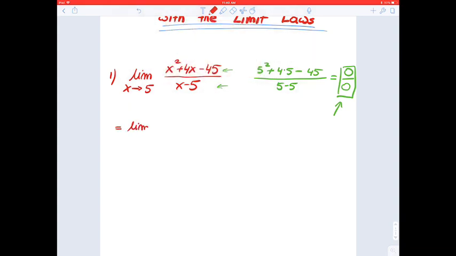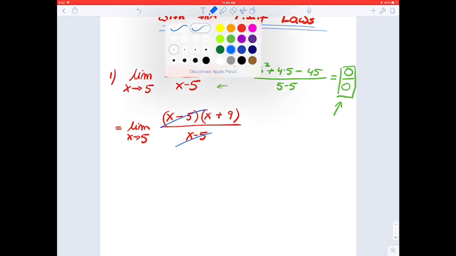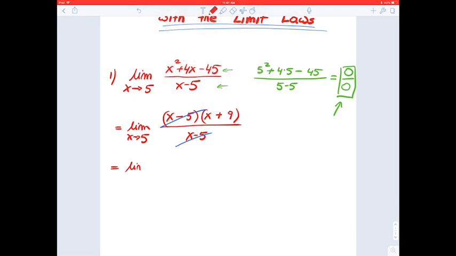Okay, let's try to factor the numerator. I do have x minus 5. I have x and x. 45 is the product of 5 times 9, and then plus 9 minus 5 gives me 4x. Okay, excellent. I definitely see my common factor. I can cancel it out, and now I end up having x plus 9 over 1, which I don't have to write, denominator 1.